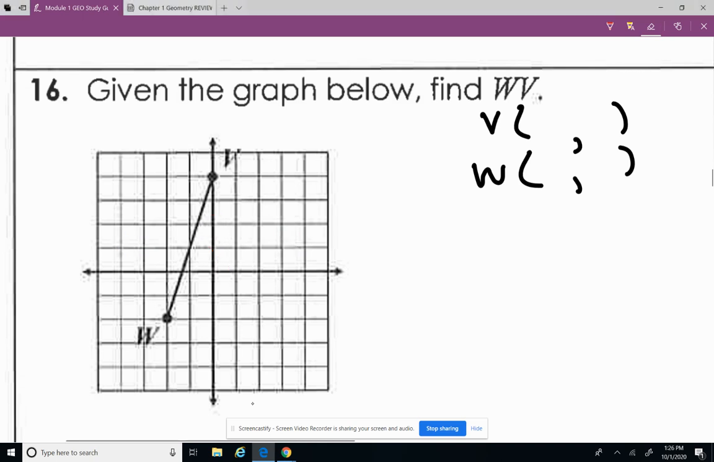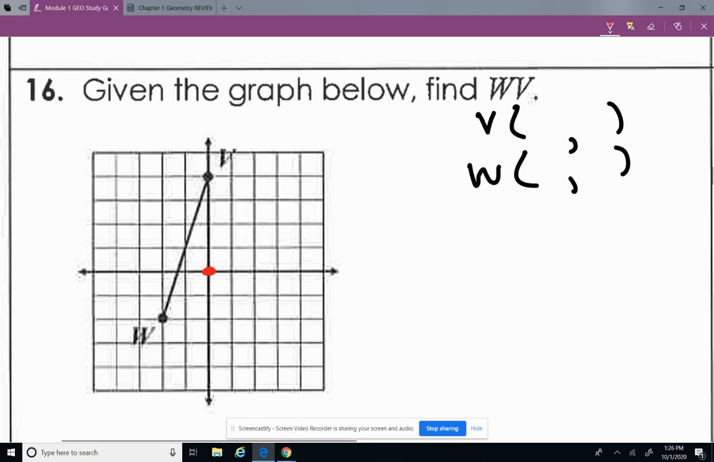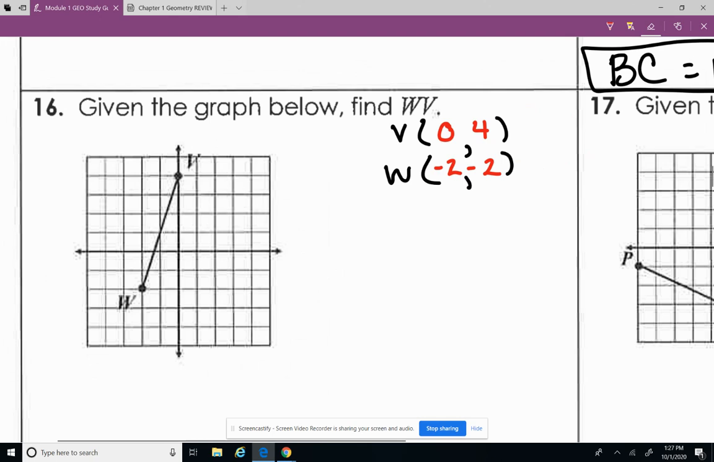So if I'm standing at the origin, I'm going to go to V. I'm right here. I don't go left or right anywhere. So I go 0 to the left or right. And then I go up 1, 2, 3, 4. So that's (0, 4) for V. Now for W, I'm standing at the origin. I go 2 to the left, so that's -2. And I go 2 down, so that's -2. I just wanted to make sure you felt comfortable with the coordinates.